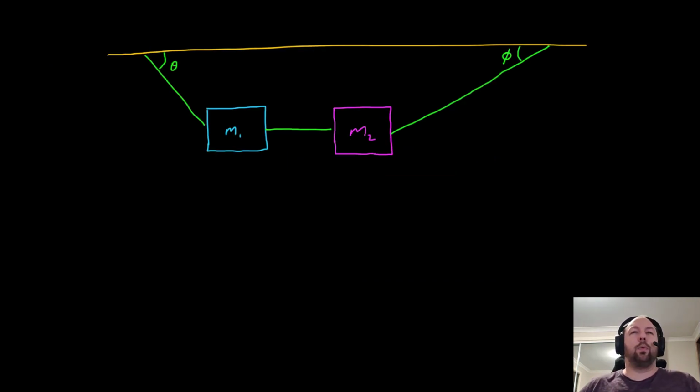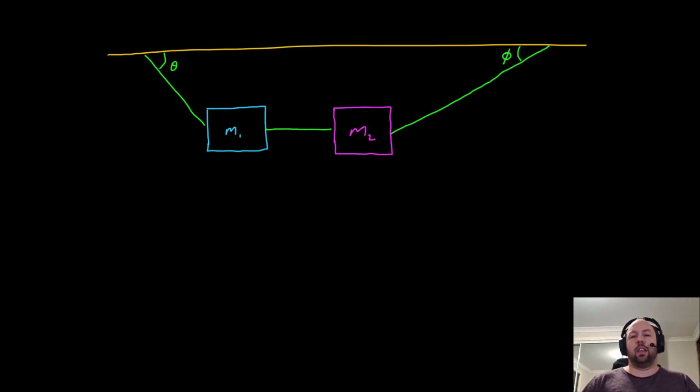In this example, we've got quite a lot going on. We've got two masses with a rope between them, which are then connected by two other ropes to a ceiling or roof. What we're imagining is that this situation is static. All of the forces are balanced so that the objects are not moving at all.